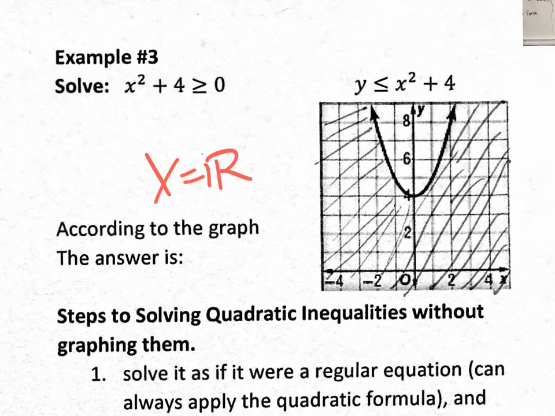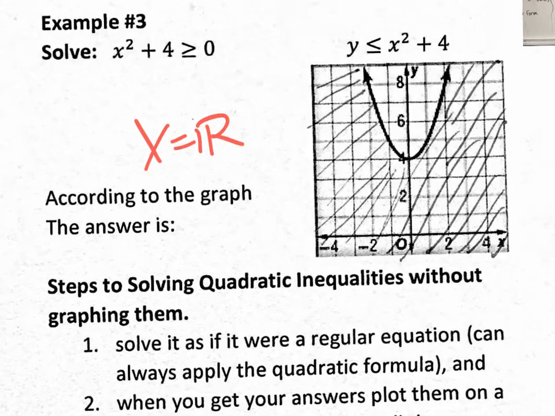Now, if you're like, I don't buy it, what do you mean all real numbers? If I plug in any x number I want, I could plug in 0, I could plug in 4, I could plug in negative 5, or even negative 20. If I plug in negative 10 right in there, it's going to work. It's going to be a true statement. Negative 10 squared is positive 100, plus 4 is 104, and 104 is definitely greater than or equal to 0. If I plug in 0 on the x, 0 squared is 0, plus 4 is 4, and 4 is definitely greater than or equal to 0. Any x value that I plug in will give me a true statement. That's why the solutions are x equals all real numbers.